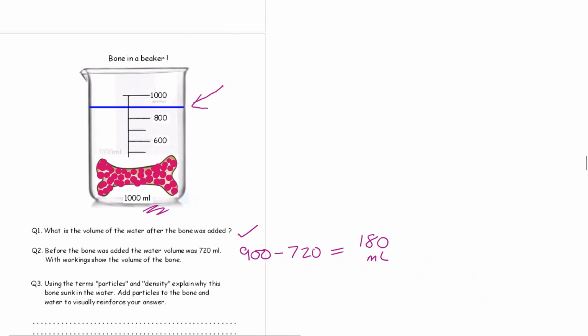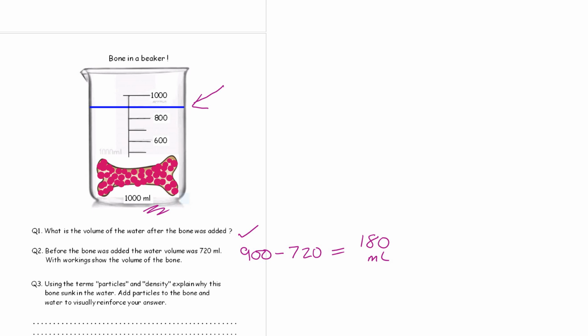Now, why have I coloured in the bone with all those little dots? Well, question 3. Using the terms particles and density, explain why this bone has sunk in the water. Add particles to the bone and to the water to visually reinforce your answer.